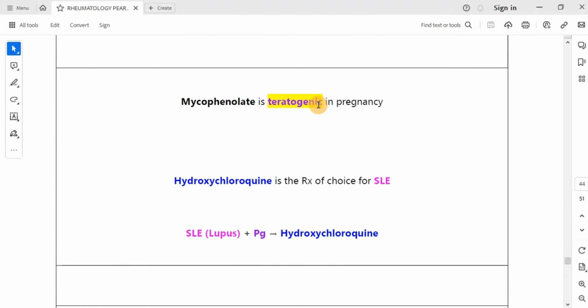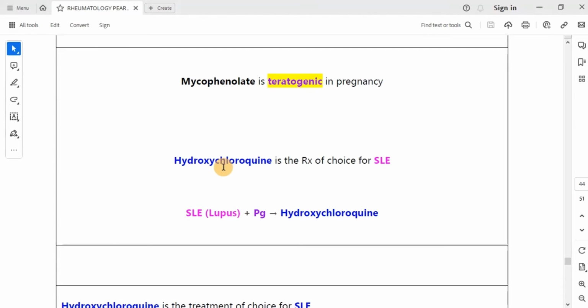Mycophenolate is teratogenic in pregnancy, and hydroxychloroquine is the first line choice of treatment for SLE, and hydroxychloroquine is also safe during pregnancy. So for a pregnant lady with SLE, we can go for hydroxychloroquine.